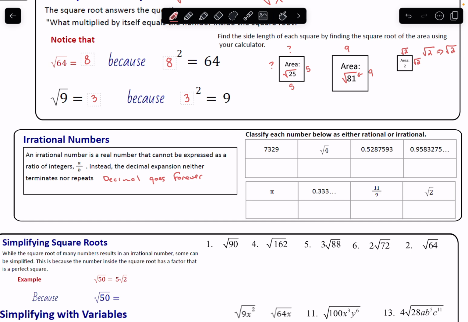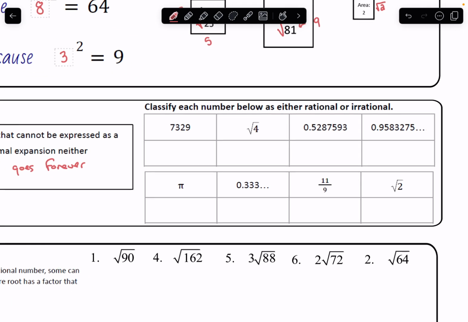So if I can write it as an integer over an integer, that makes it a rational number. If I can write it as a decimal that ends, that's a rational number. If it's a repeating decimal, that's a rational number. If not, then I get an irrational. So over here on the right, we've got a bunch of different numbers.